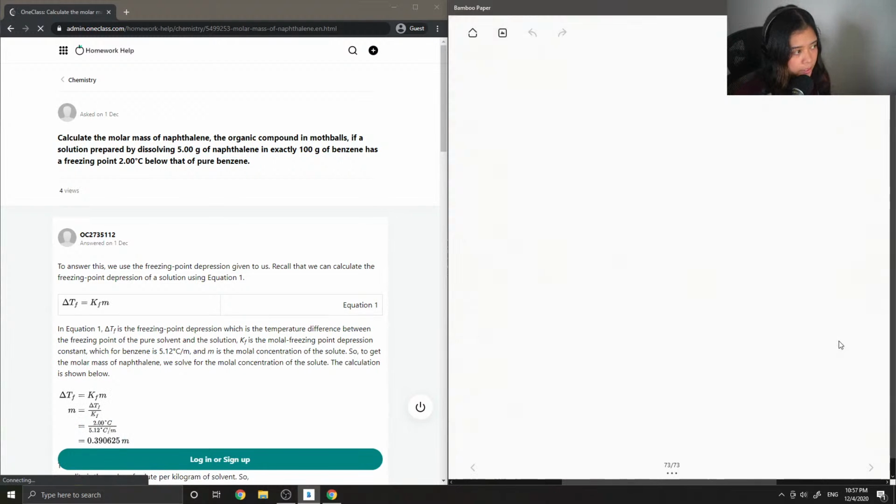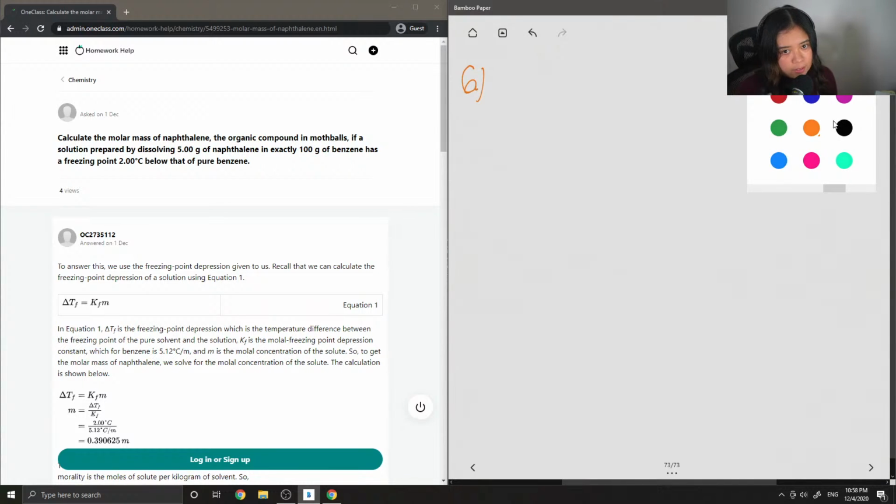Moving on to question 6. Calculate the molar mass of naphthalene, the organic compound in mothballs, if a solution prepared by dissolving 5 grams of naphthalene in exactly 100 grams of benzene has a freezing point 2 degrees below that of pure benzene.